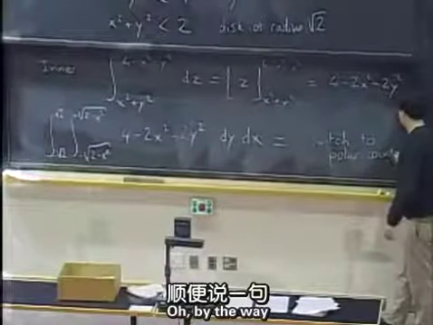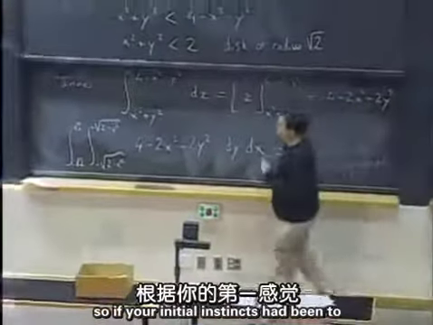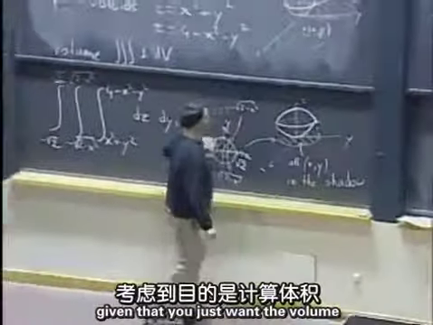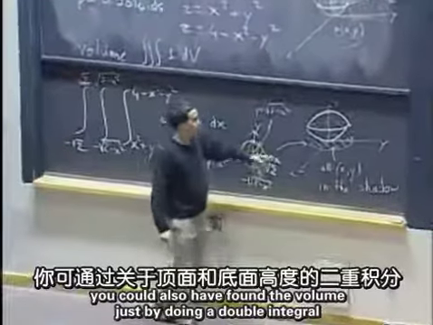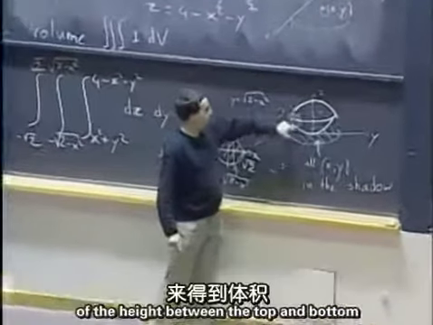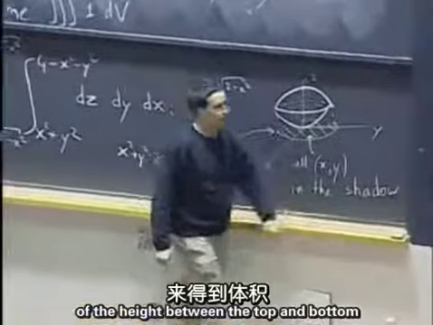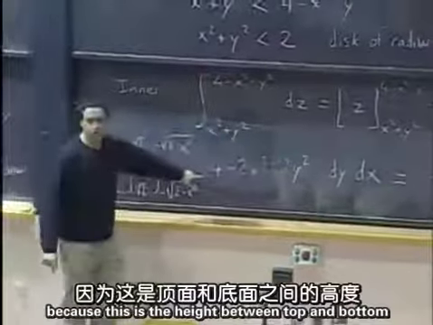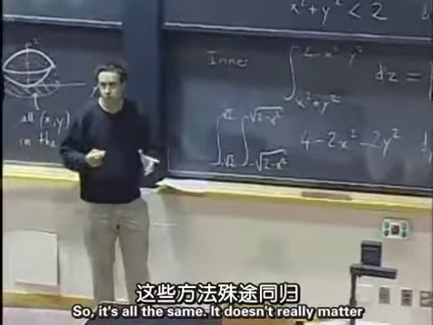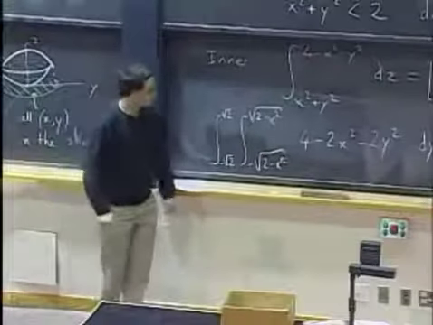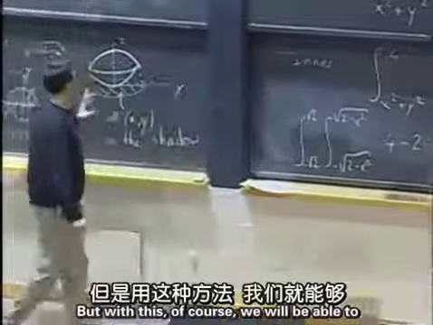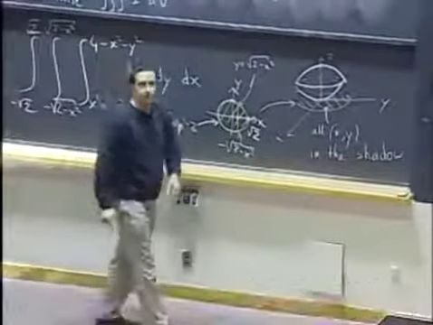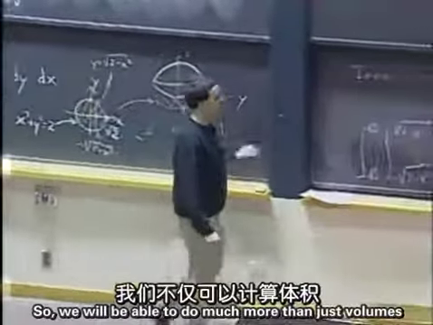Oh, by the way, if your initial instincts had been, given that we just want the volume, you could also have found the volume just by doing a double integral of the height between the top and bottom. Well, you would just have gotten this, right? Because this is the height between top and bottom. So it's all the same. It doesn't really matter. But with this, of course, we'll be able to integrate all sorts of functions, not just one, over the solid. So we'll be able to do much more than just volumes.